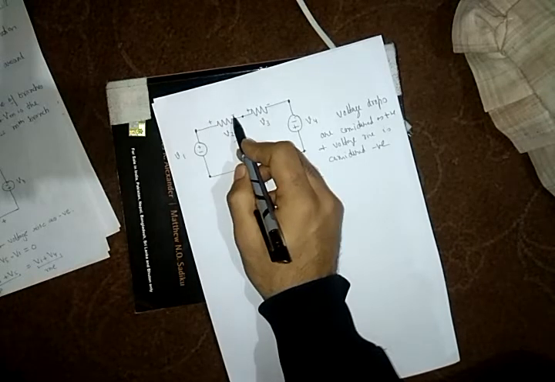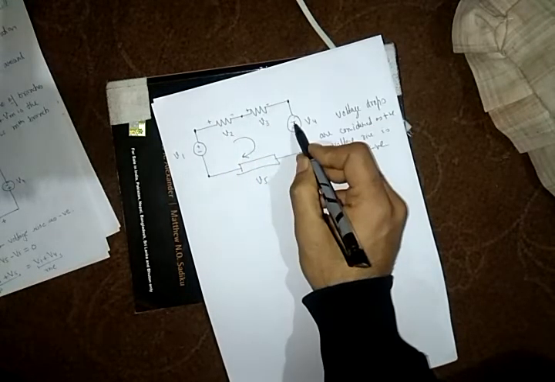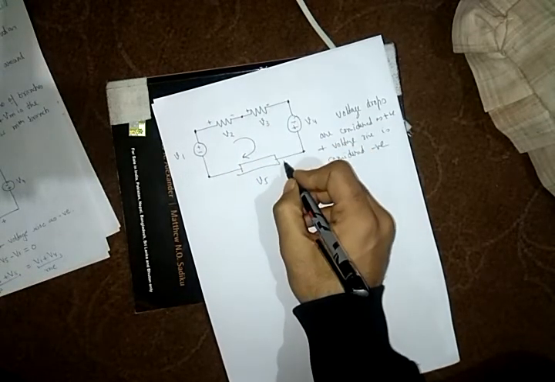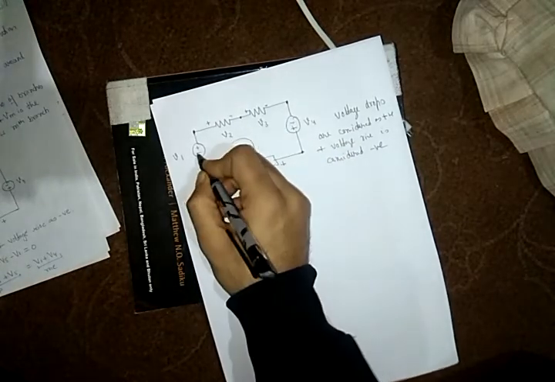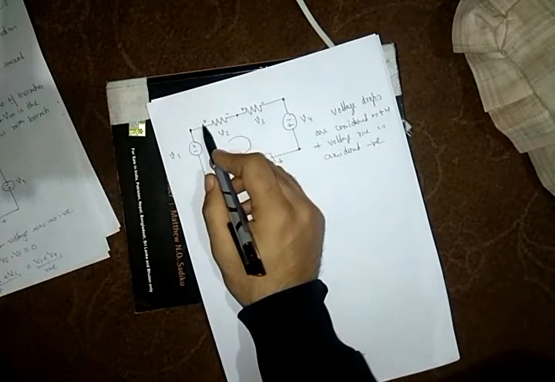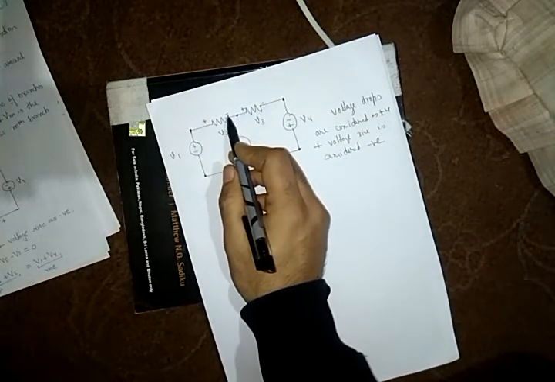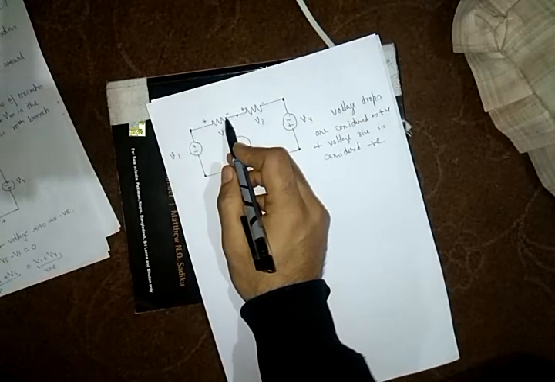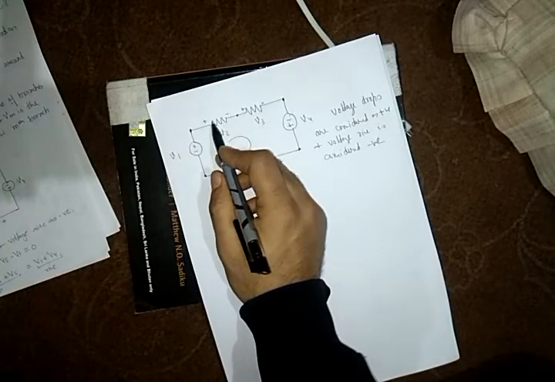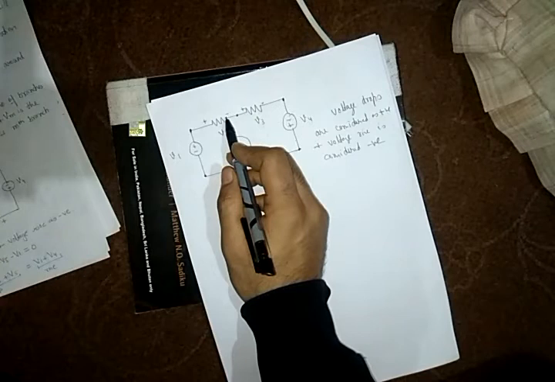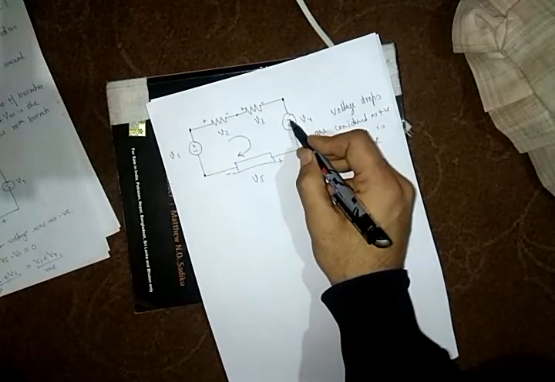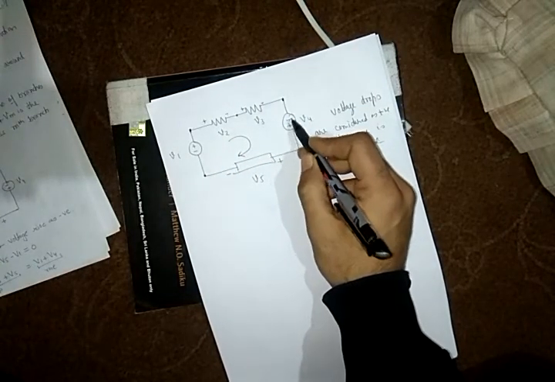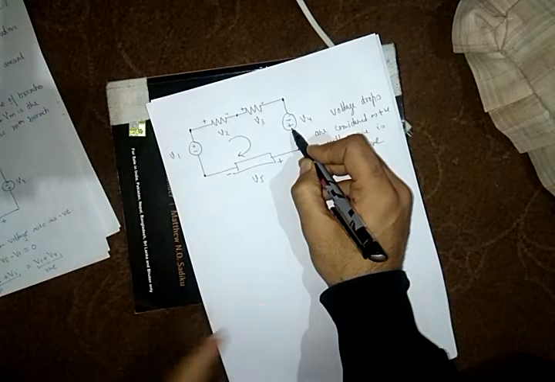This is positive, this is negative, this is positive, this is negative, this is negative, this is positive, and this is positive, this is negative, this is negative and positive. So if we are going from positive to negative, it means there is a drop. Drop means voltage is positive across that element. If we are going from negative to positive, it means rise, and rise we take as negative.